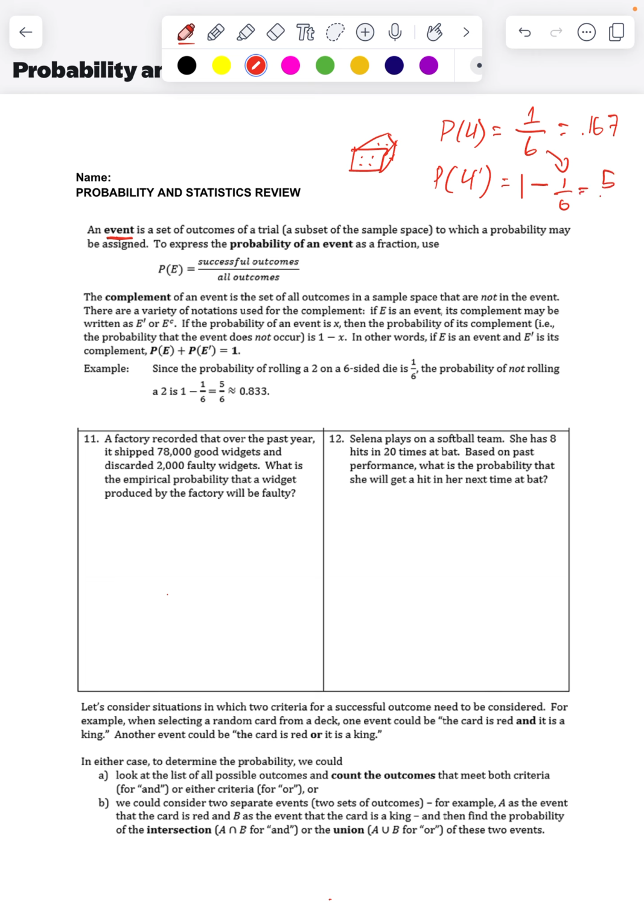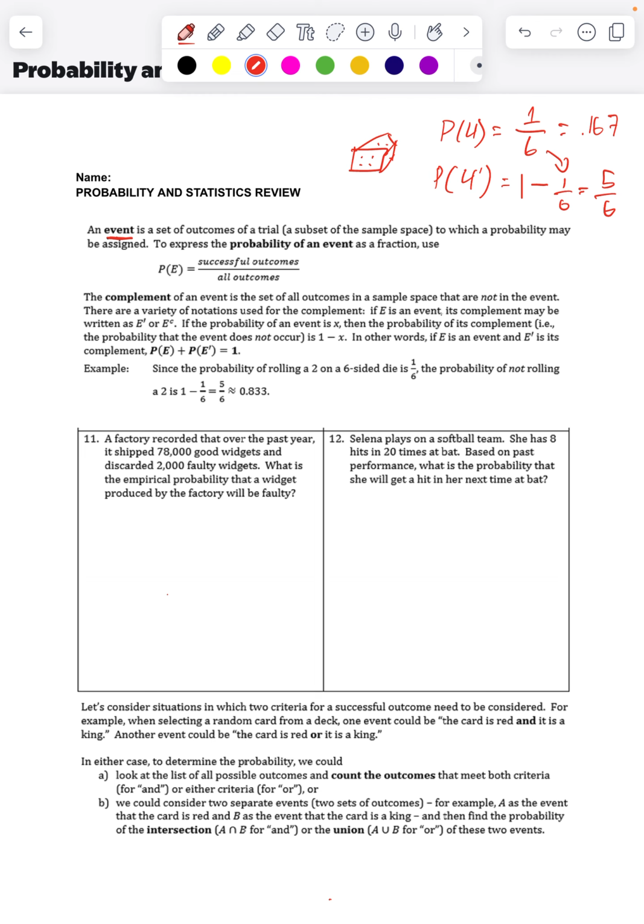1 minus 1 over 6 is going to be 5 over 6, right? That makes sense. There's 6 sides in a dice. Only one of them is 4. And if I don't want 4, I can roll the other 5 sides. So that's what the basics of an event and a complement is. Let's do some examples.